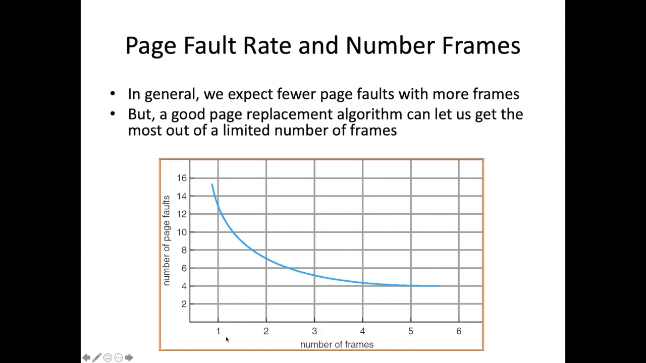Here on the x-axis, we're pretending we give a process different numbers of frames. So if you gave it 2 frames, what would happen? If you gave it 5 frames, what would happen? Vertically, we're showing a made-up curve for what we might expect. If I give you just 2 frames, you're probably going to have several page faults. If I give you a little bit more memory, you're probably not going to page fault as much.